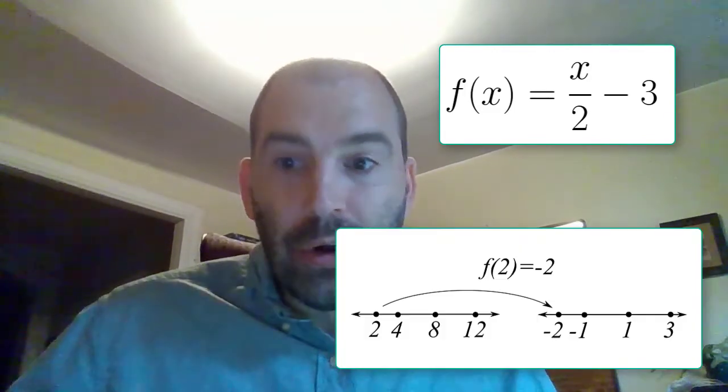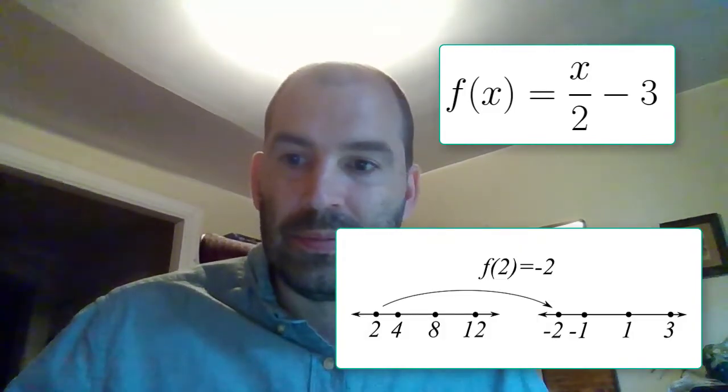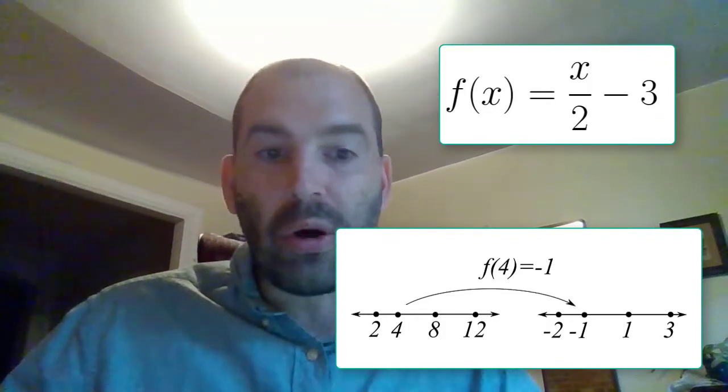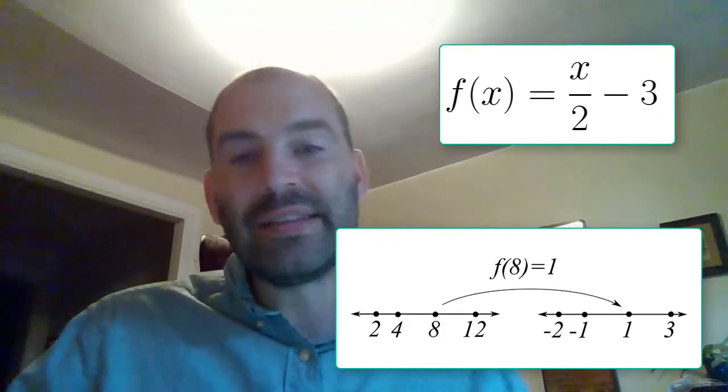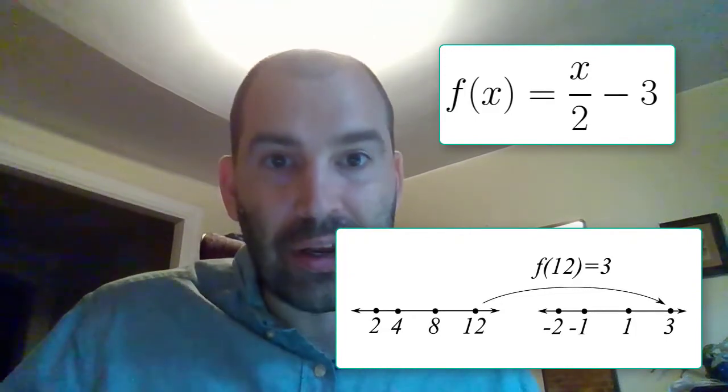Suppose we have the function x over 2 minus 3. Okay, that's our function. So this function sends 2 to negative 2. It sends 4 to negative 1. It sends 8 to 1. And it sends 12 to 3.